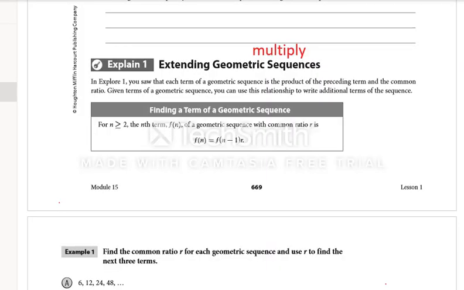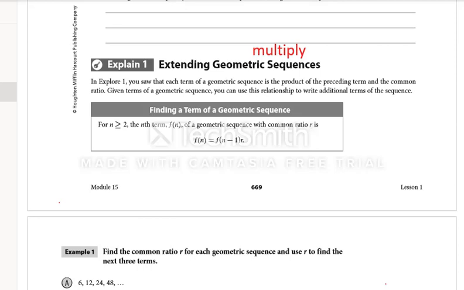All right, today we're going to look at section 15-1 on page 669. We're going to look at explain 1 and explain 2. I'm going to go through those with you guys and get you ready for some practice. One thing you will notice, I did get a new pen for my computer, so it should write a little bit nicer than what it's been doing.